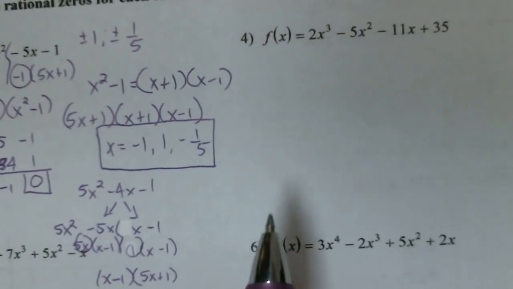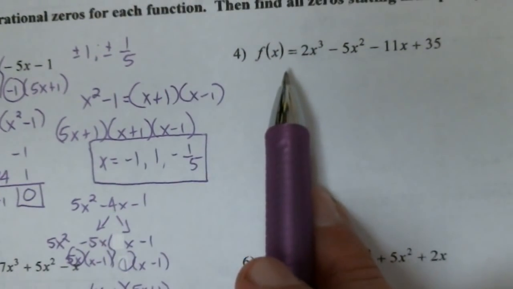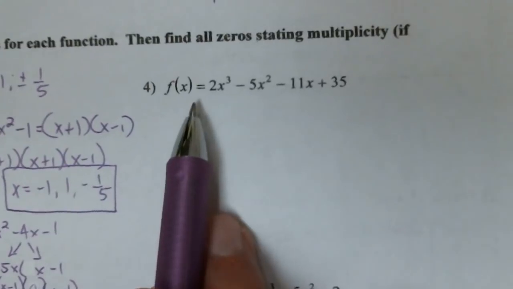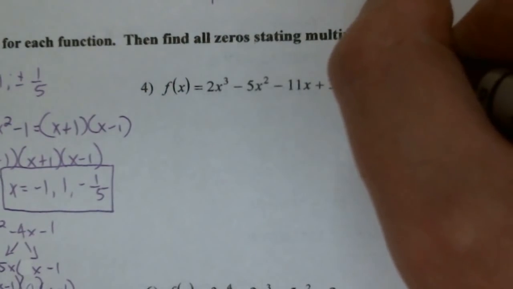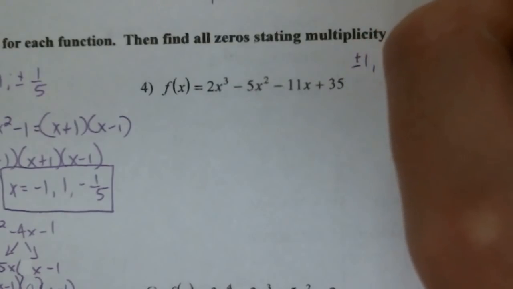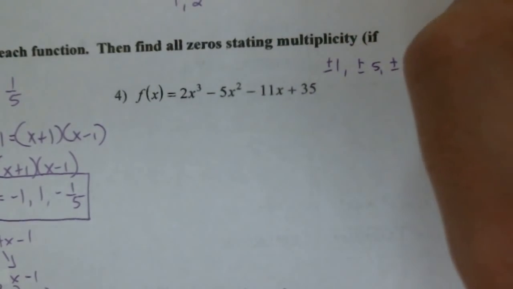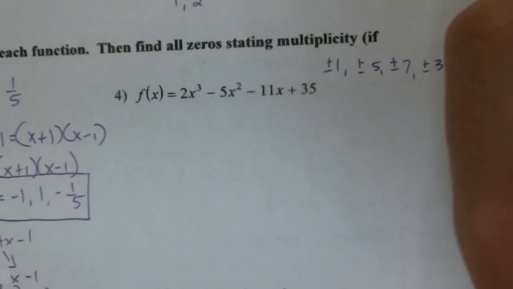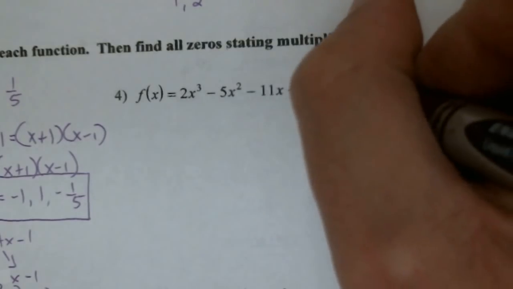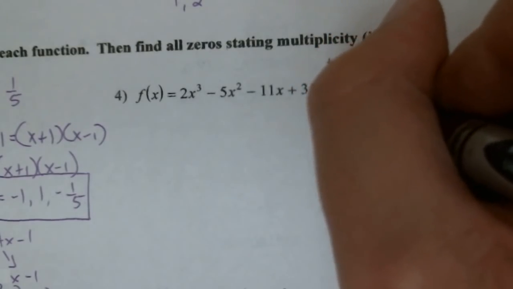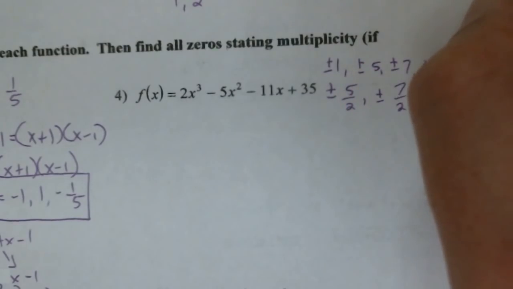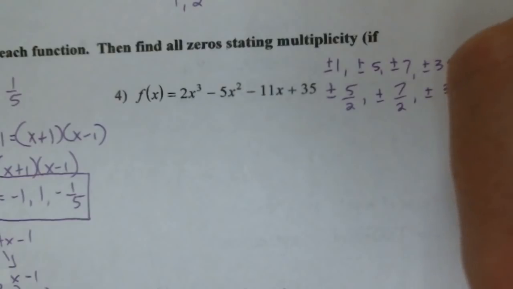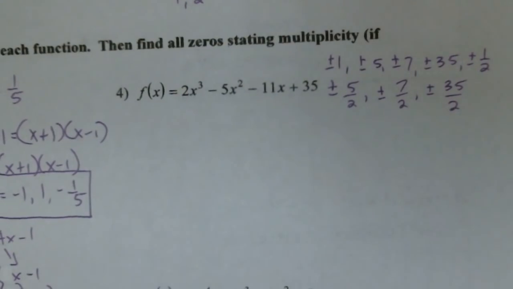Okay, all right, so let's go to the next one here. So the possible roots, I'll just write that down really quickly. We got a bunch on this one. ±1, ±5, ±7, ±35, ±1/2, ±5/2, ±7/2, ±35/2. And some of you guys, I know some of you guys are looking at this and saying, Mr.